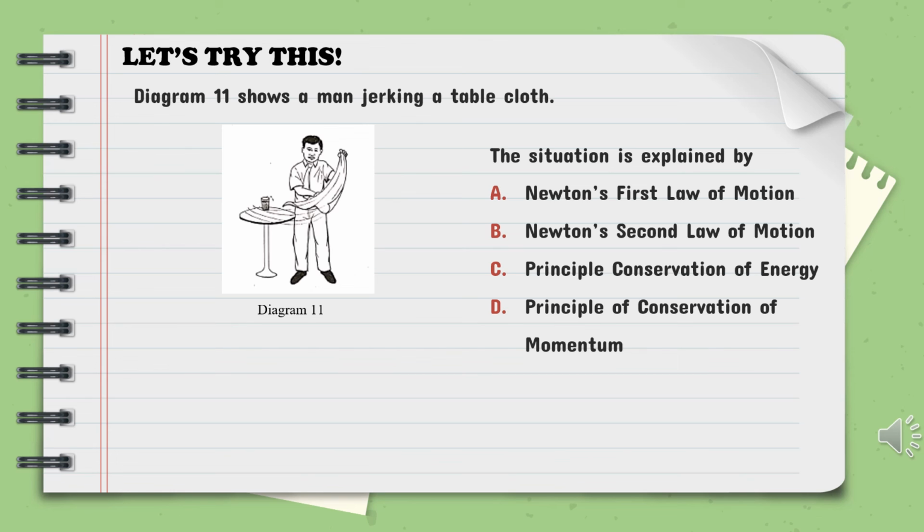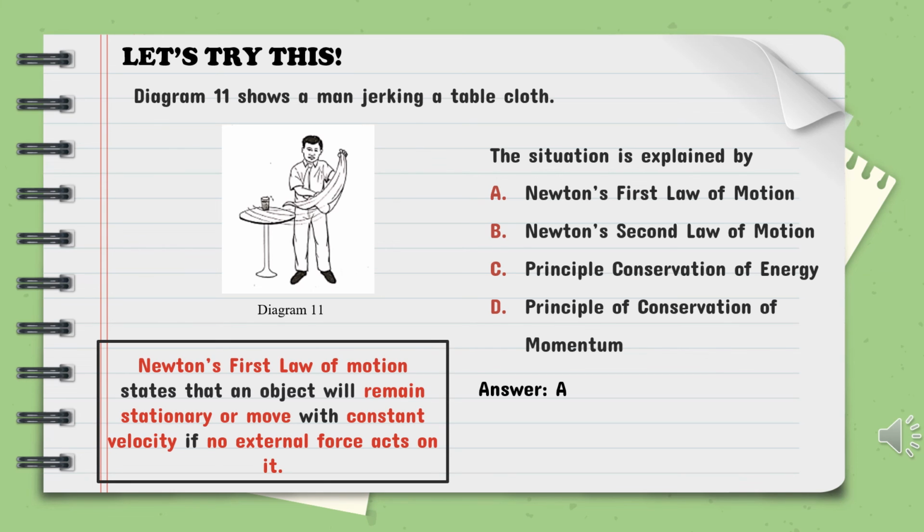The answer is A. Newton's first law of motion states that an object will remain stationary or move with constant velocity if no external force acts on it.